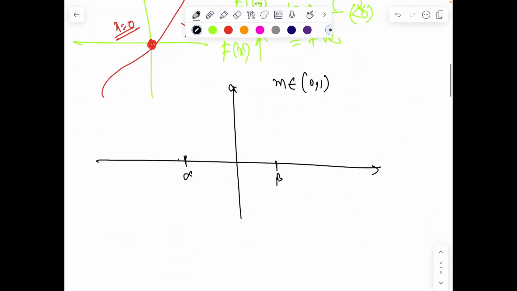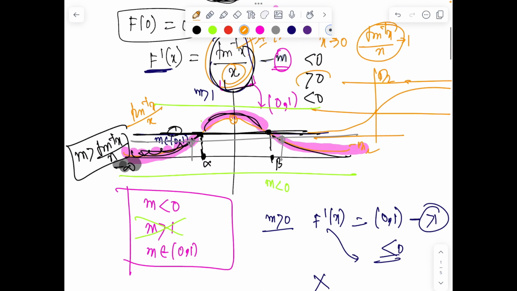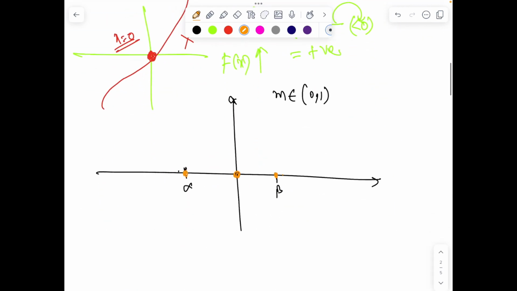Let's say if someone changes the value of m to a new location, we'll have new beta and new alpha. Okay, so I hope this is clear. With this basic analysis, now since we know f(0) is going to be 0, and at alpha and beta we'll have points of extrema.